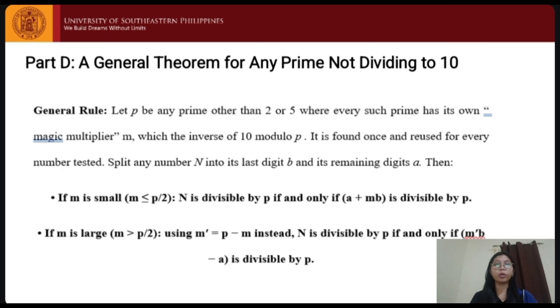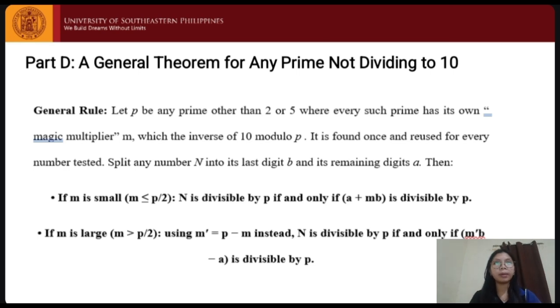Good day everyone. Now for the next slide, we have part D, a general theorem for any prime not dividing 10. After deriving separate divisibility rules for 29, 47, and 53, we notice that they all follow the same mathematical pattern. So instead of treating them as three different techniques, we combine them into one general theorem. So this is part D.